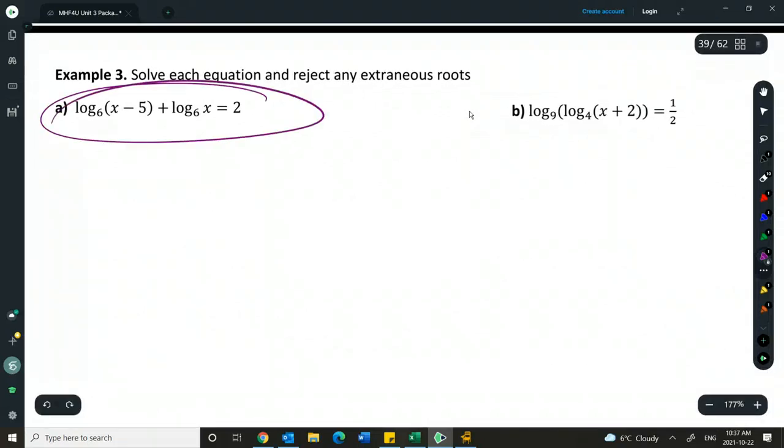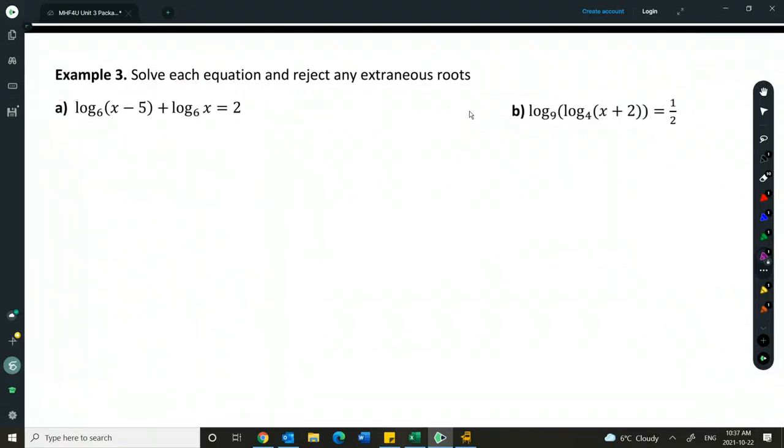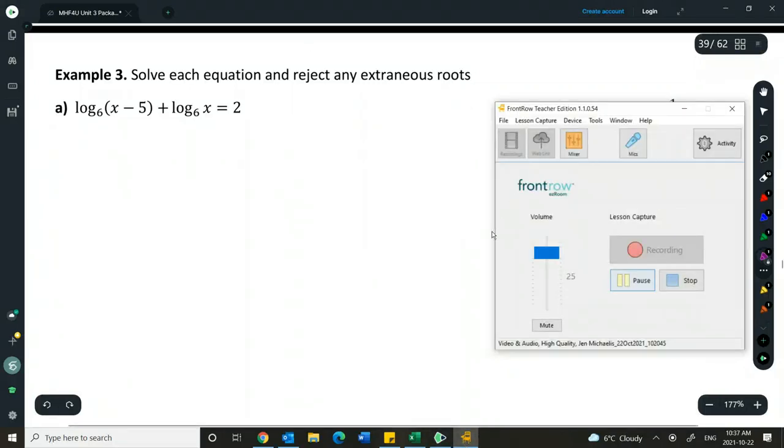All right, I want you guys to try the first one, see what you can do with that, see if you can get it solved, and then make sure that you indicate any extraneous roots that are not possible. And we'll do B together, but I'll give you a couple seconds for 3A.